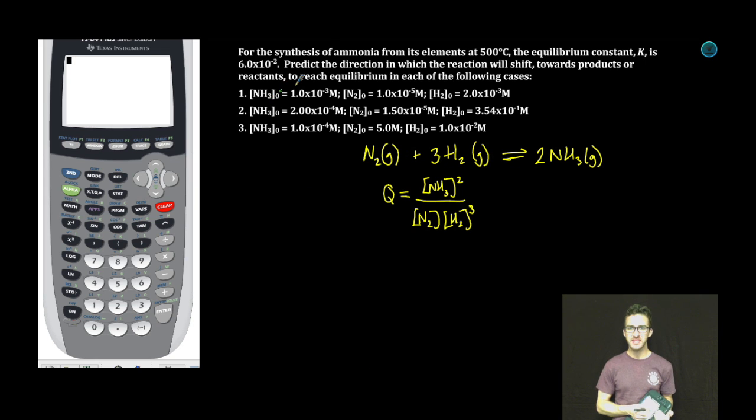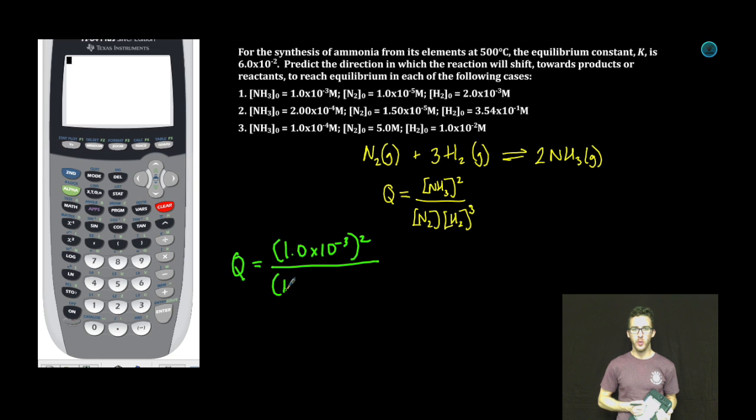We're now given a set of conditions that may or may not be at equilibrium. Let's plug them into our reaction quotient to find out. So our first set of conditions: 1.0 times 10 to the minus 3 squared over 1.0 times 10 to the minus 5 times 2.0 times 10 to the minus 3 cubed.